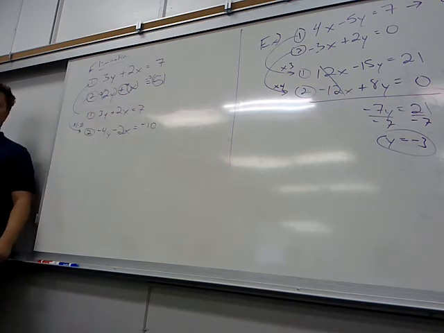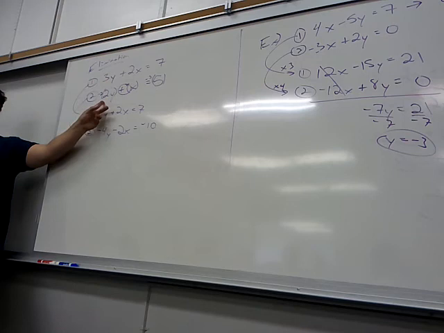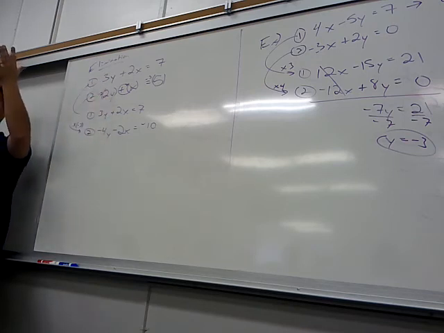I decided to kill the x. If I wanted to kill y, wouldn't I have to multiply both of them by something? Because 3 and 2 make them both 6. Cool. So now what happens?